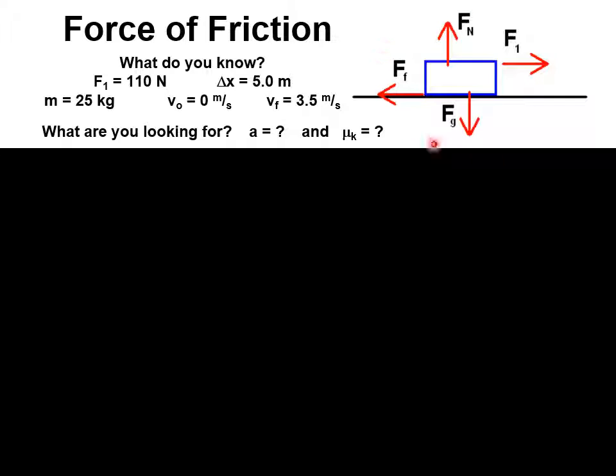Now this represents our free body diagram. We have normal force upward. Since we're dealing with a horizontal level surface, the normal force is going to be upward. The force 1 that's being pushed on is going to be pushed to the right. The force of friction is going to be to the left, and then gravity is going to be pulling it down.